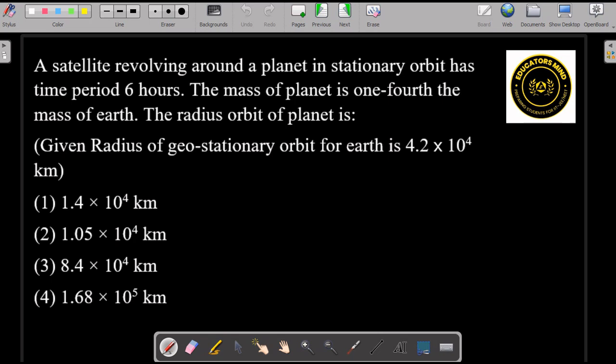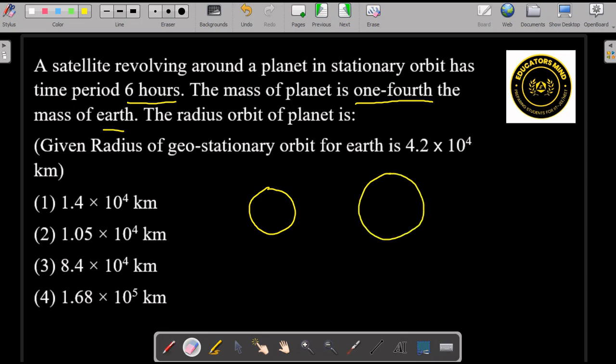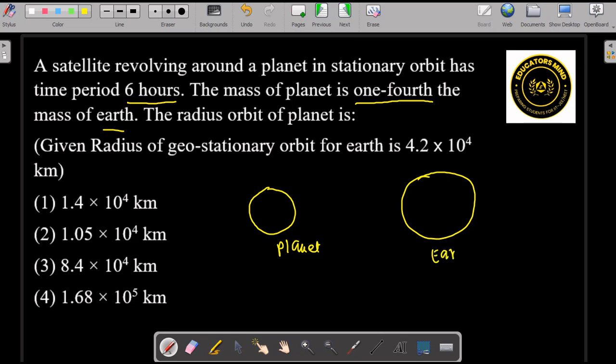A satellite revolving around a planet in a stationary orbit has time period. Mass of planet is 1/4 the mass of Earth. So we are comparing here two planets. So mass is smaller. Suppose this is a planet, and this is Earth. So mass of this planet is m dash, let us say, and this is mass of Earth. So this m dash is 1/4 of Earth.